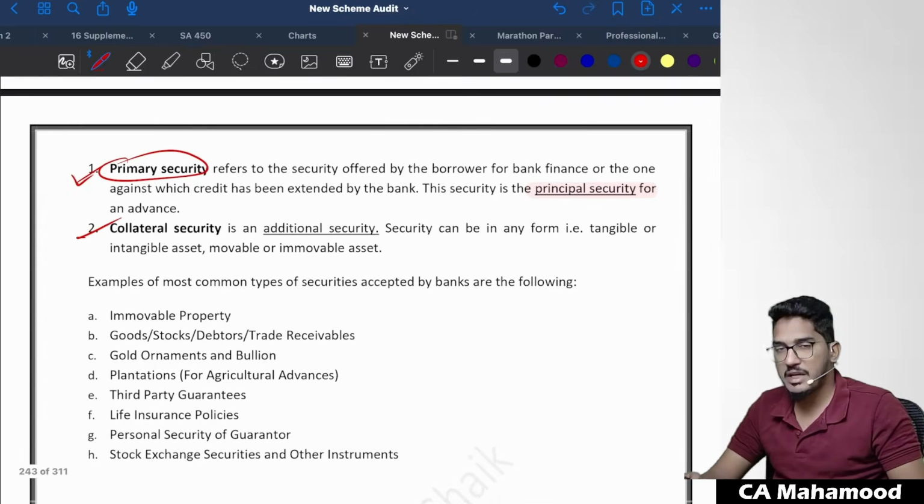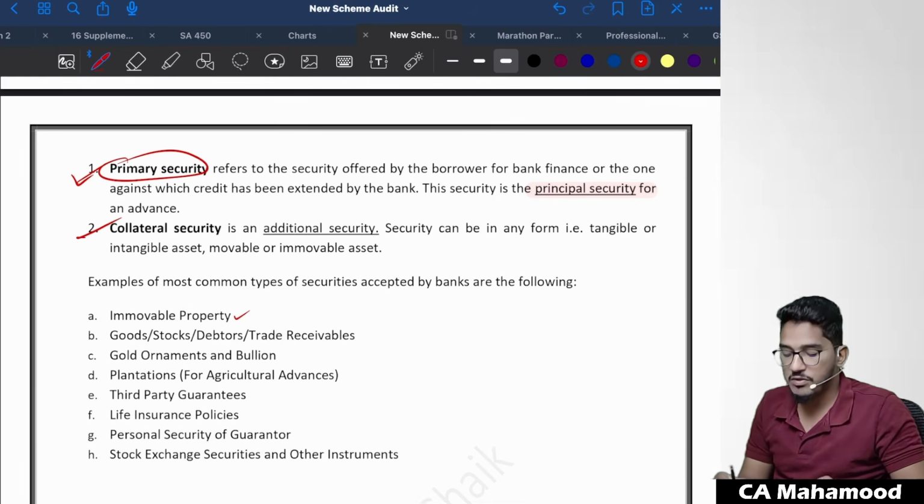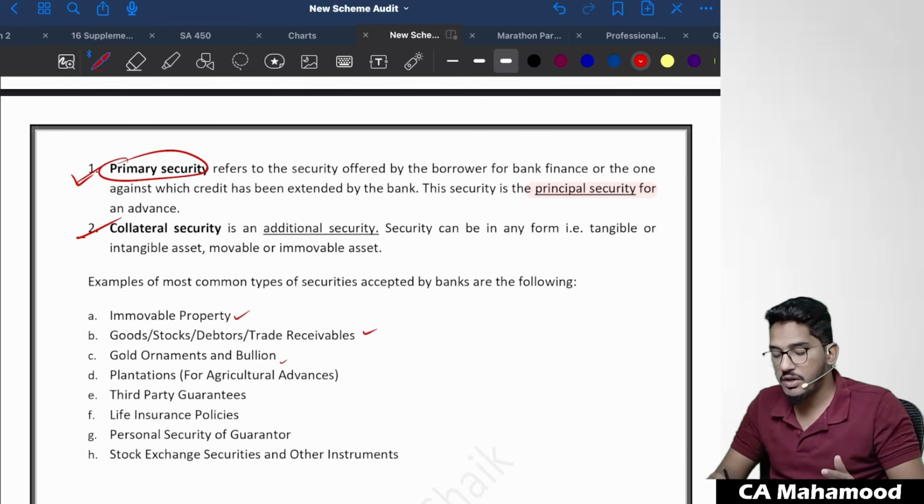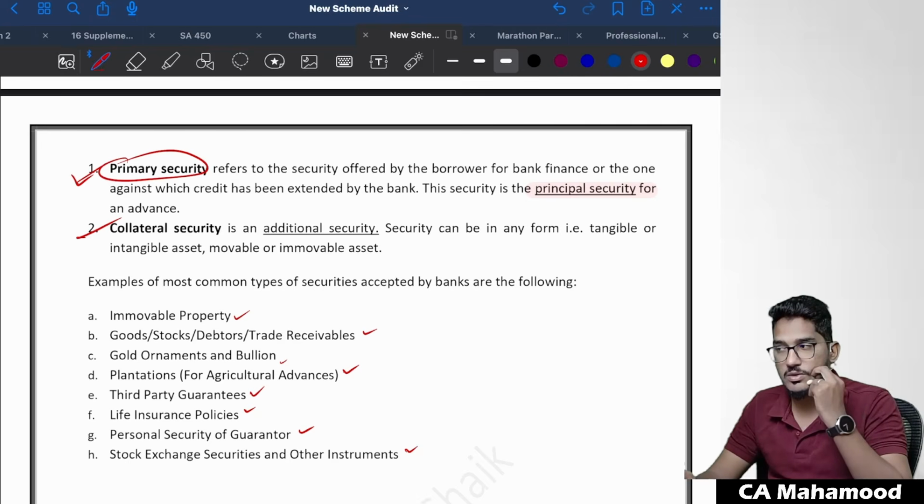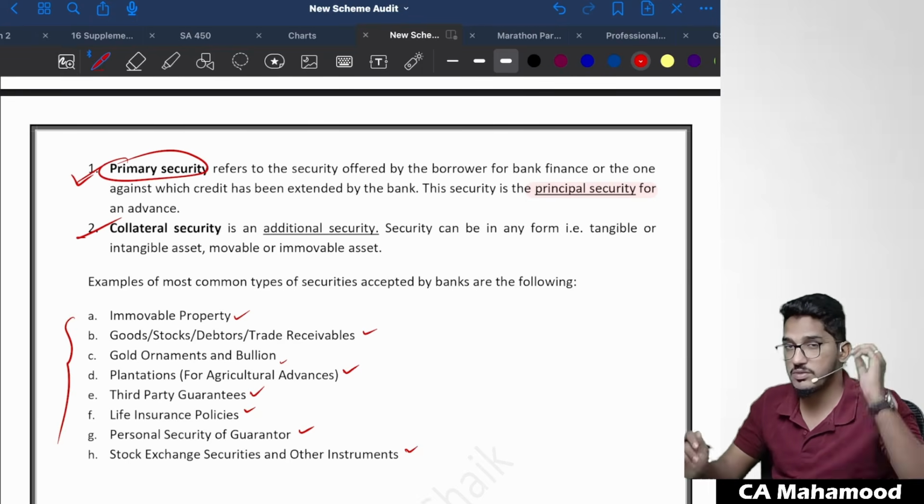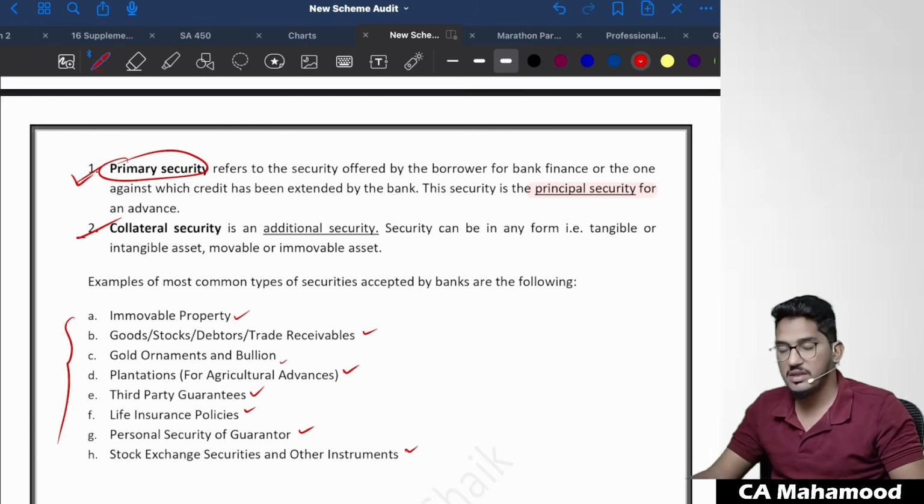And what kind of assets can be accepted as security? Different kinds of assets can be accepted. That could be immovable property, your current assets like goods, stock, debtors, trade receivables, or gold ornaments or bullion. It could be plantations. For agricultural advances, what will be the security? The crop which the farmer is going to get is the security. Third party guarantees, LIC policies, personal security of a guarantor, and even stock exchange securities like shares and debentures can also be accepted. So these are the different categories of assets which can be accepted as security by the bank.